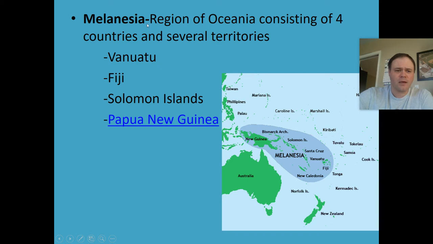Melanesia consists of 4 countries and several territories: Vanuatu, Fiji, Solomon Islands, Papua New Guinea. We'll have a video link on that later as well. Here's New Guinea, the island. Papua New Guinea makes up half of it. Indonesia controls the other half.